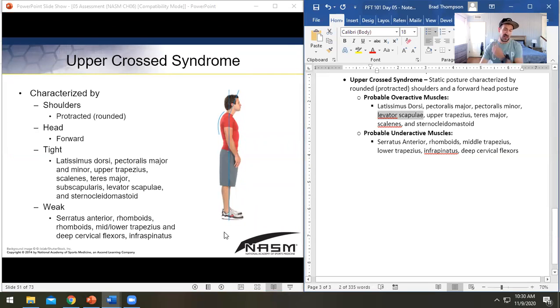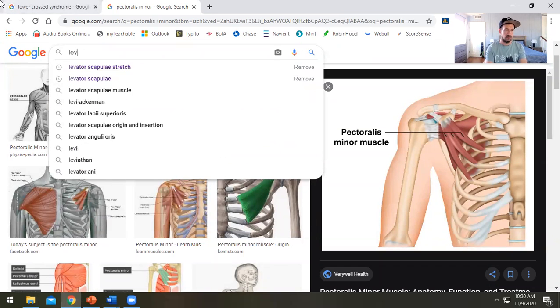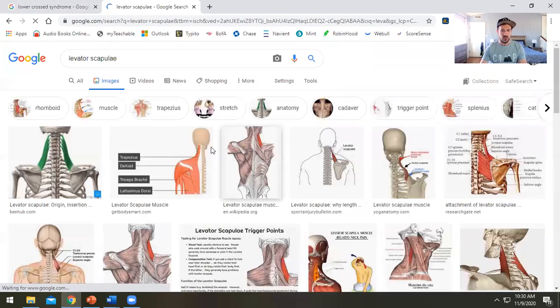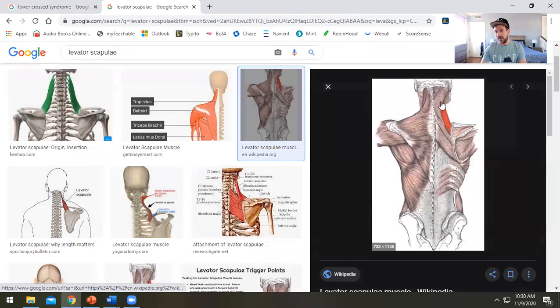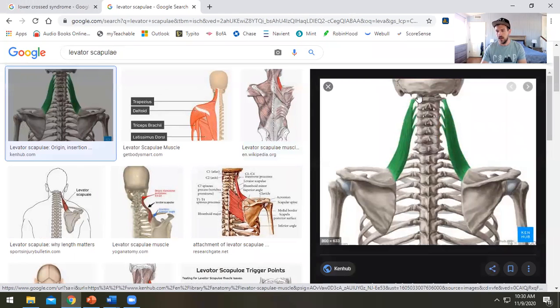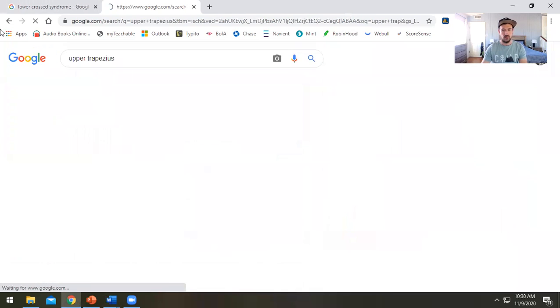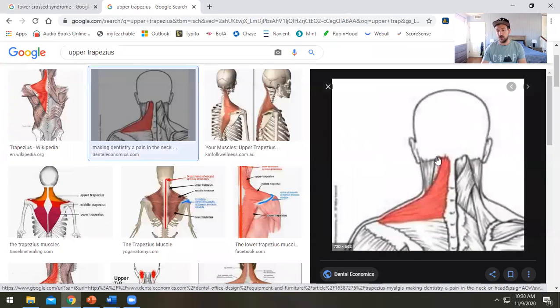Your upper trapezius, and now let me show you that. So a little short muscle right here. Then we see your upper trapezius, which is right here. These are your traps.